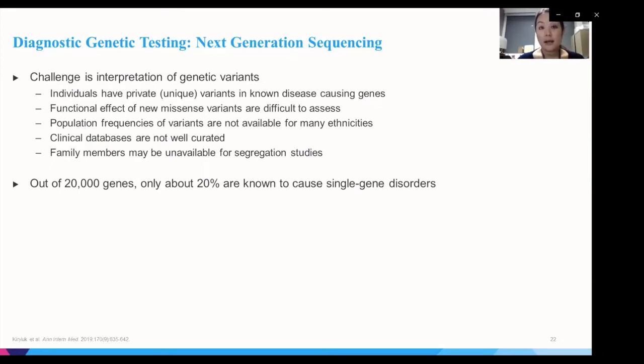If we're not able to determine that, oftentimes we tell patients to come back in a year or 2 years, when more data has been published, so that we can look back into that variant, have the lab reanalyze it, or look into the literature to see if that variant has been reclassified.